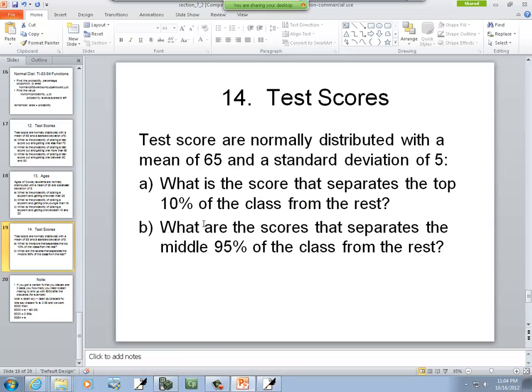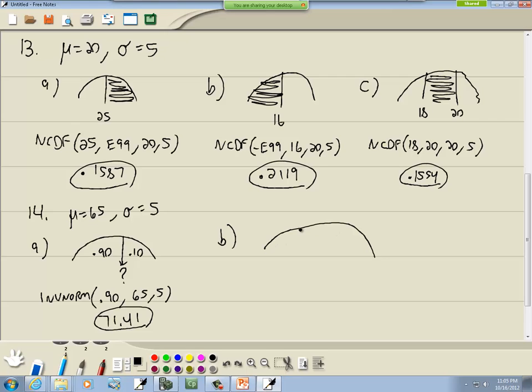Let's look at part B. What are the scores that separate the middle 95% of the class from the rest? Okay, so they're telling us the middle is 95%. Now all of it adds up to 100%, which means 5% is split up into tails. So this will be 0.025, and this will be 0.025. And we're trying to find two values here.